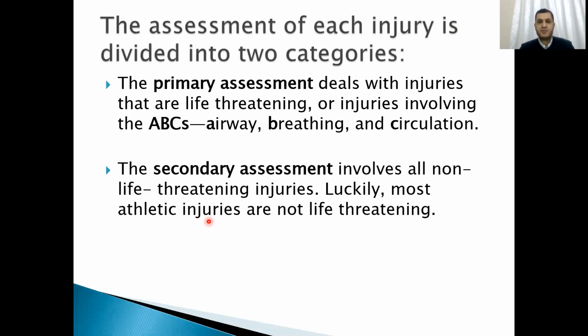The assessment of each injury is divided into two categories, the primary assessment and the secondary assessment. The primary assessment deals with injuries that are life-threatening, or injuries involving airway, breathing, and circulation. So we do just a primary assessment of the situation. The secondary assessment is done when we are dealing with non-life-threatening injuries. Luckily, most athletic injuries are not life-threatening.